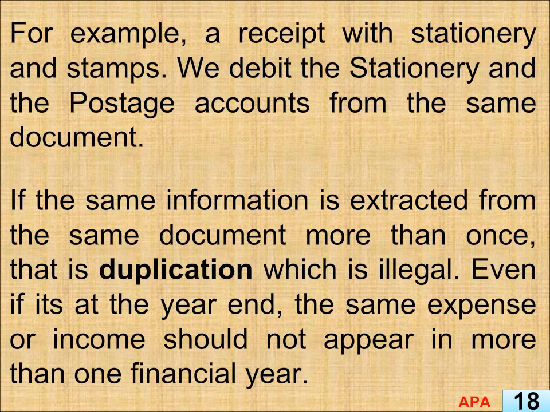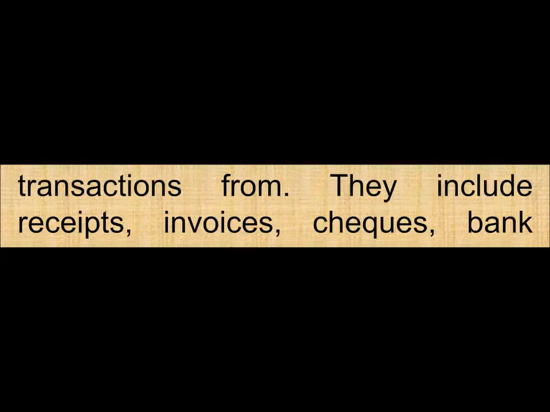For example, a receipt with stationery and stamps. We debit the stationery and the postage accounts from the same document. If the same information is extracted from the same document more than once, that is duplication, which is illegal. Even if it's at the year end, the same expense or income should not appear in more than one financial year.